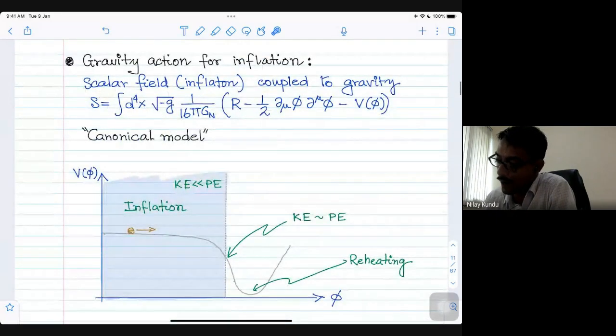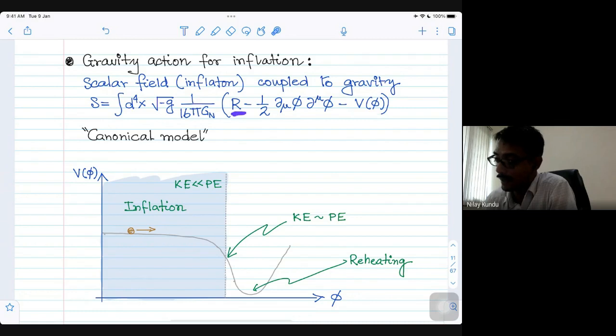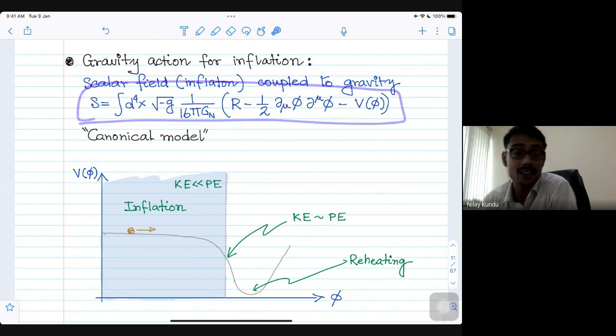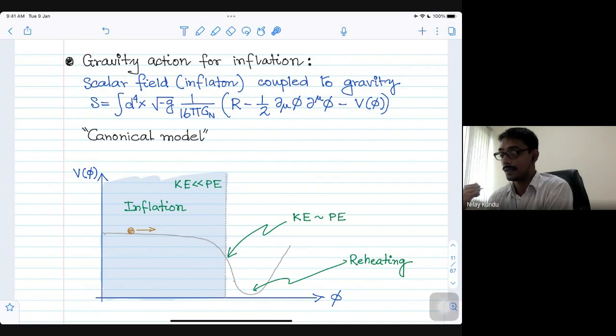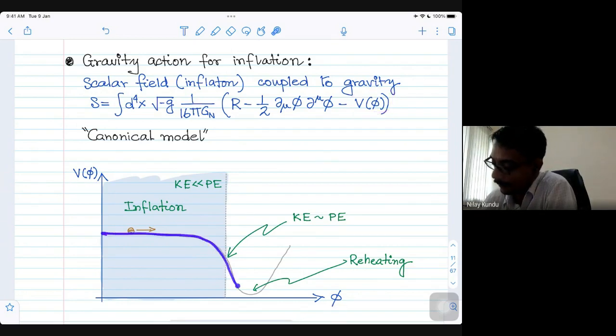Now, how to model this inflation? For today's talk, we will focus on the single field model of inflation, where we have a single scalar field with some potential, and then we have the Einstein-Hilbert action in 4 space-time dimensions. So this happens to be the action for the model of inflation, and this potential V(phi) as a function of phi looks like this.